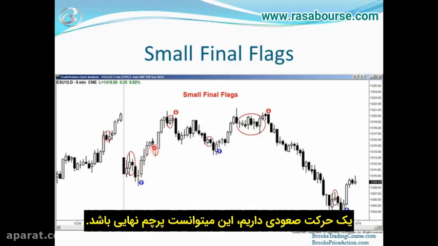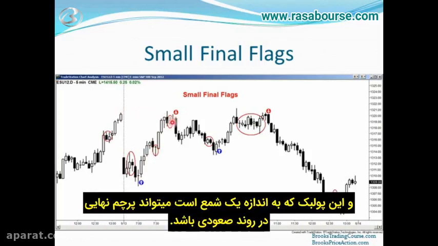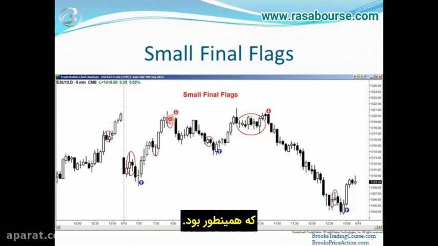We have a rally up. This could be a final flag. Now we're up near resistance, yesterday's high. This 1 bar pullback might be the final bull flag of the bull trend, and it was.